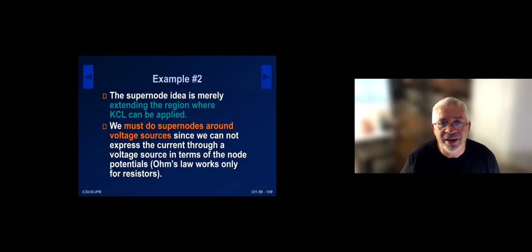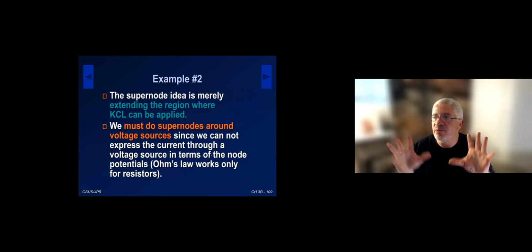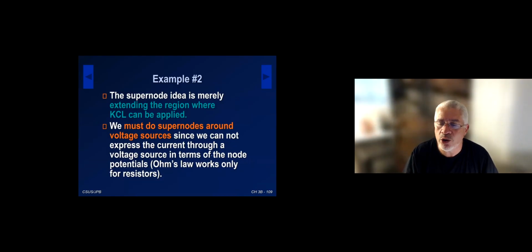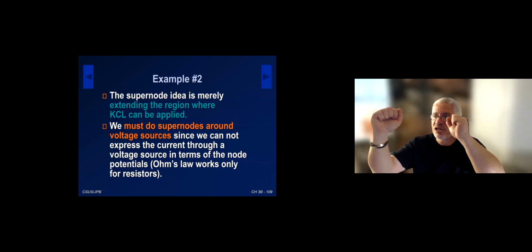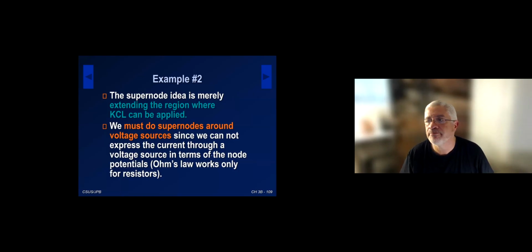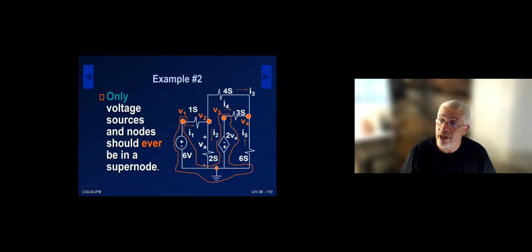Again, I want to make sure I speak a little bit to this note here, even though I mentioned it before. The supernode is not getting rid of any node. It is merely looking at KCL around a larger area around the voltage source, because we don't know the current through the source, and there is no Ohm's law for the current for the voltage source. So we find a way to use the relationship between the terminals at the voltage source, and then we look at the KCL around it. So only voltage sources and nodes should ever be in a supernode. You should never find a current source or a resistor in a supernode.